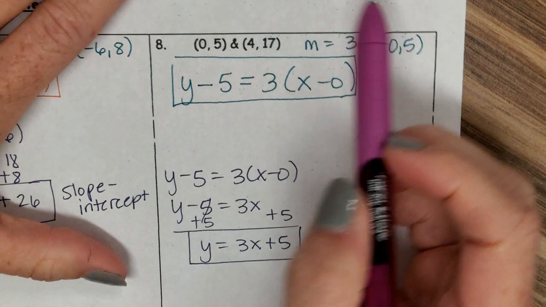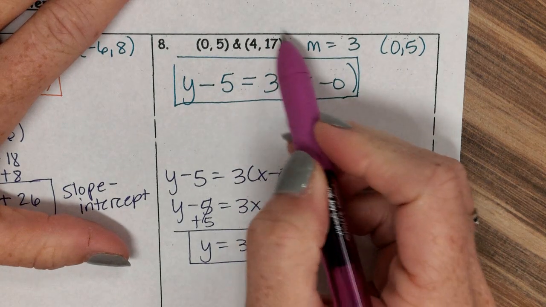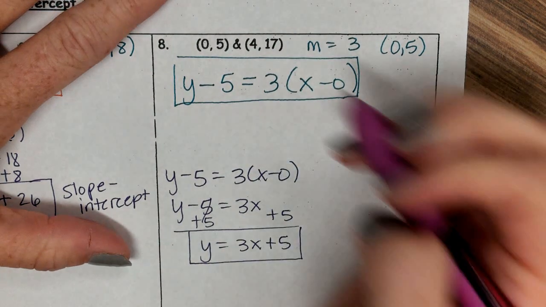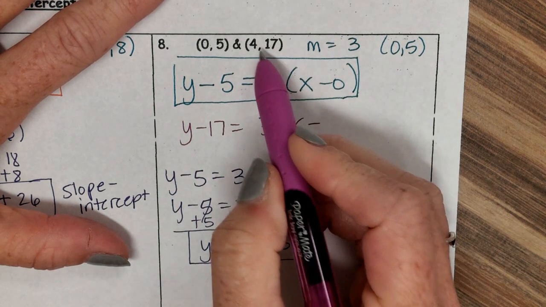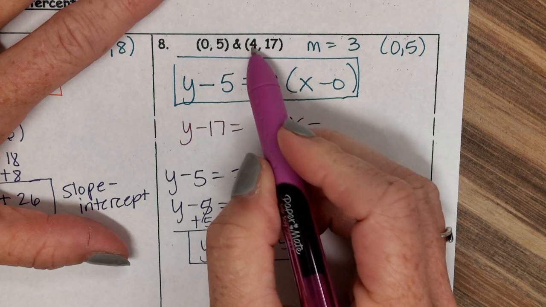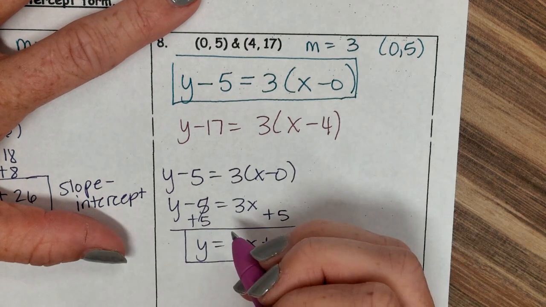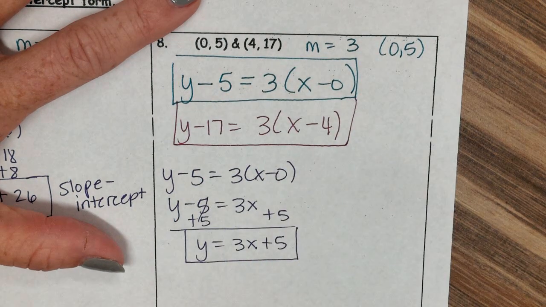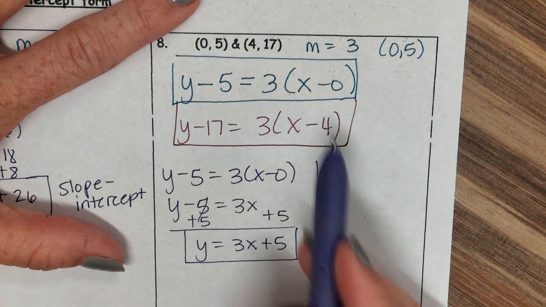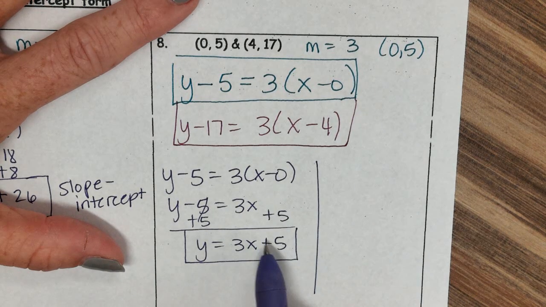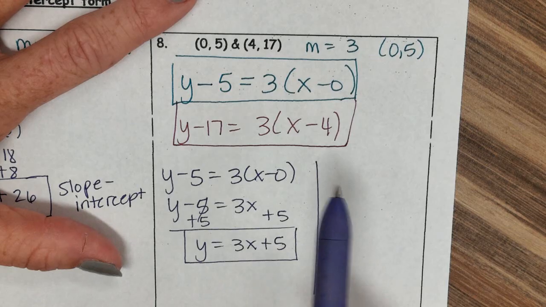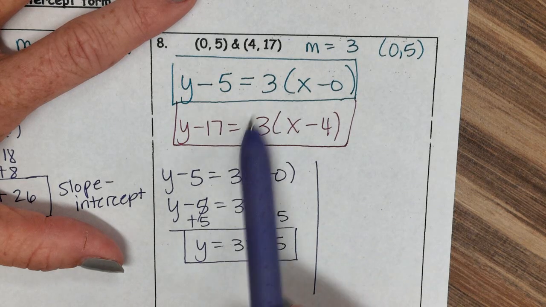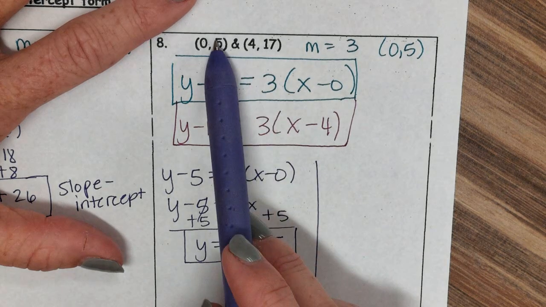Now wait, what if I had used this other point? Let's look at it. My equation would have been y minus 17 equals 3 times x minus 4. So that is also point-slope. But if I rearrange this, will I get this exact same answer? Yes? Does it matter which points we use, like which coordinates? Nope. That's what I'm about to show you. So do y'all agree these are both point-slope? I just used a different point, yes?